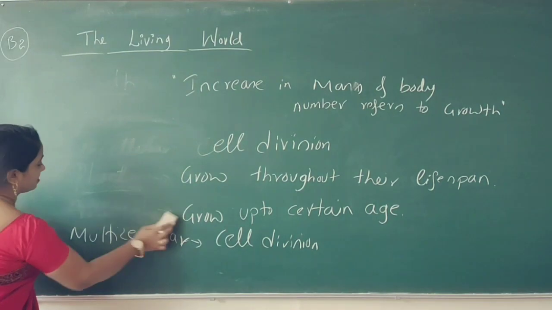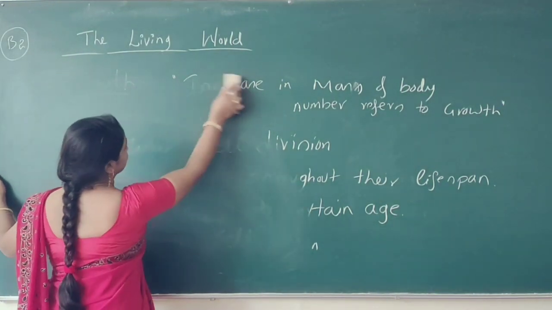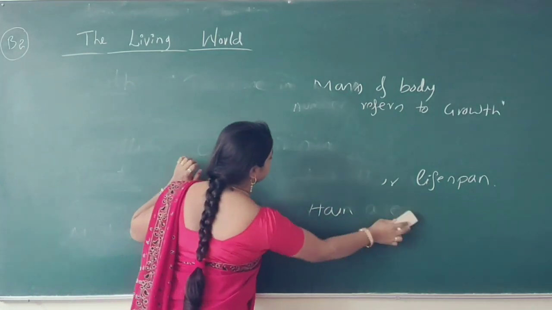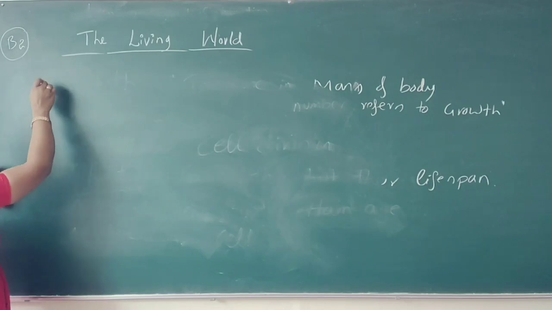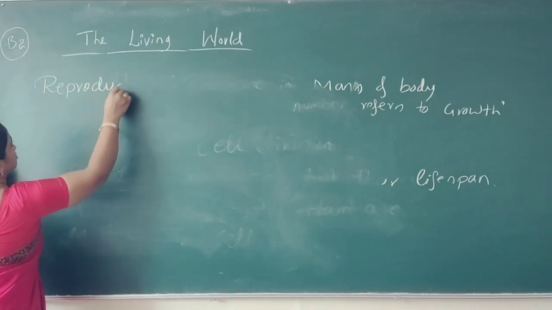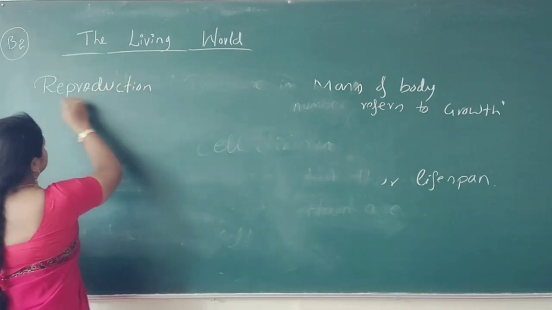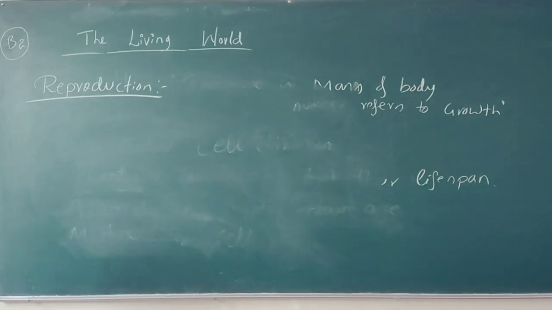So with this, we will move on to the next concept. Next defining property, that is reproduction. The reproduction, let me start with the definition of reproduction.